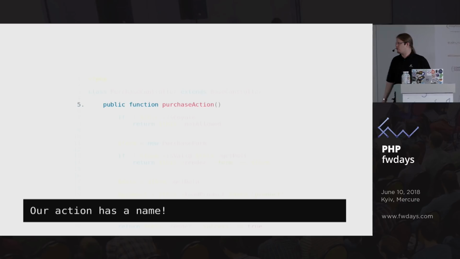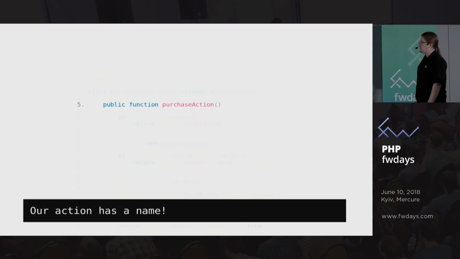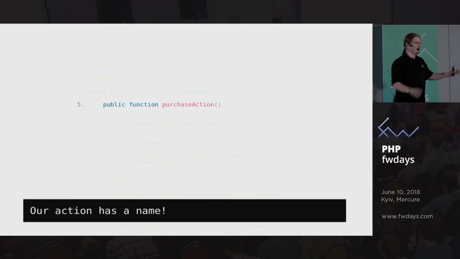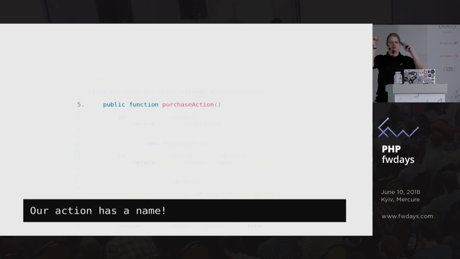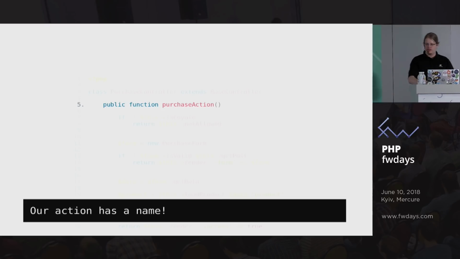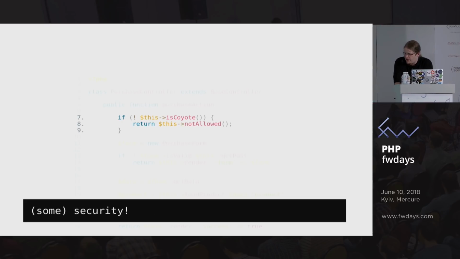Now we have a name for what we're doing, which is also a big win. We also did these migrations where we took files and put them into controllers, one by one, separated actions. And then we have some security. So we're checking if it is a coyote, then we're allowing access, otherwise we're just using this not allowed. And these is coyote and this not allowed are usually shared across all our controllers. They're free to be used everywhere.